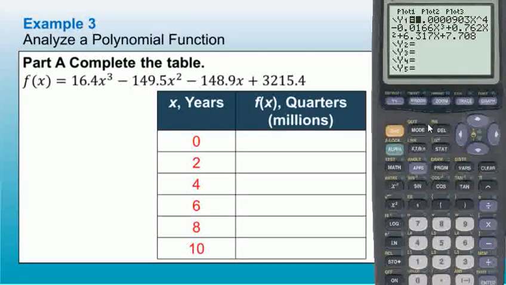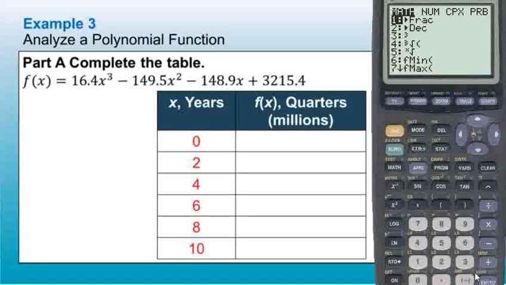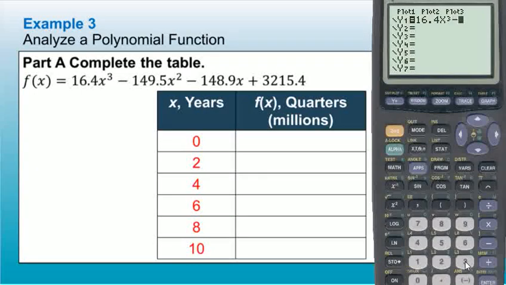Y equals, clear everything. So we got 16.4 x cubed minus 149.5 x squared minus 148.9 x plus 3215.4.